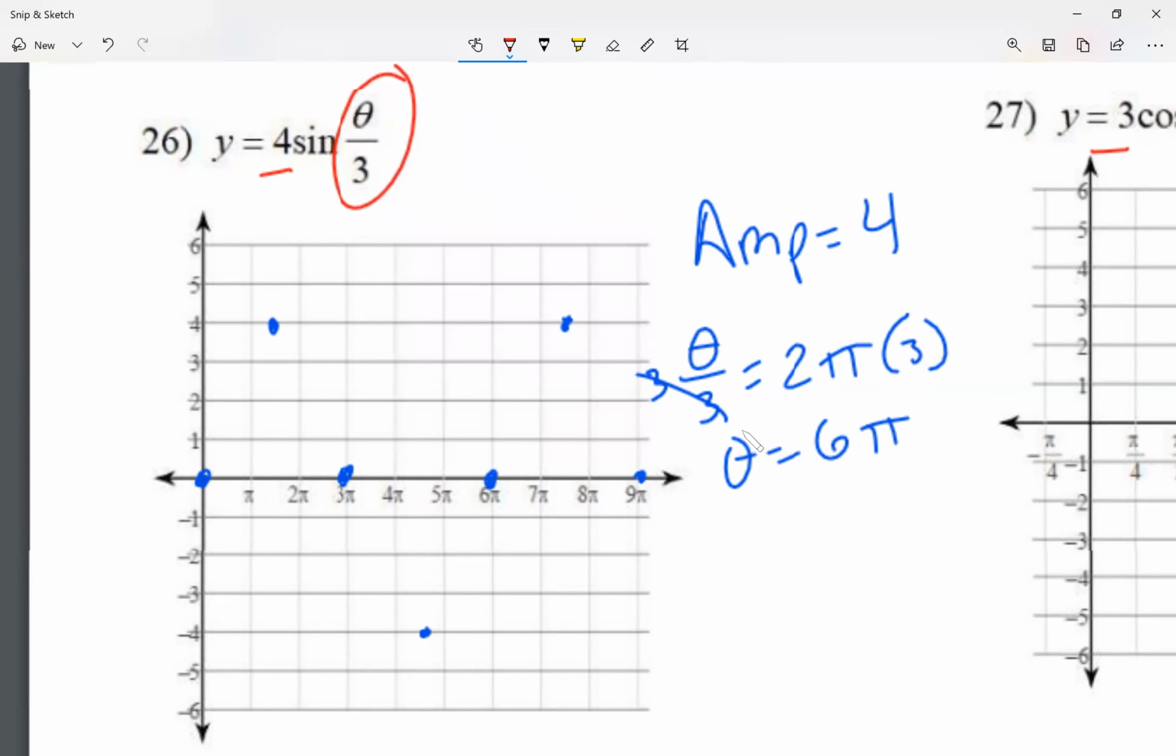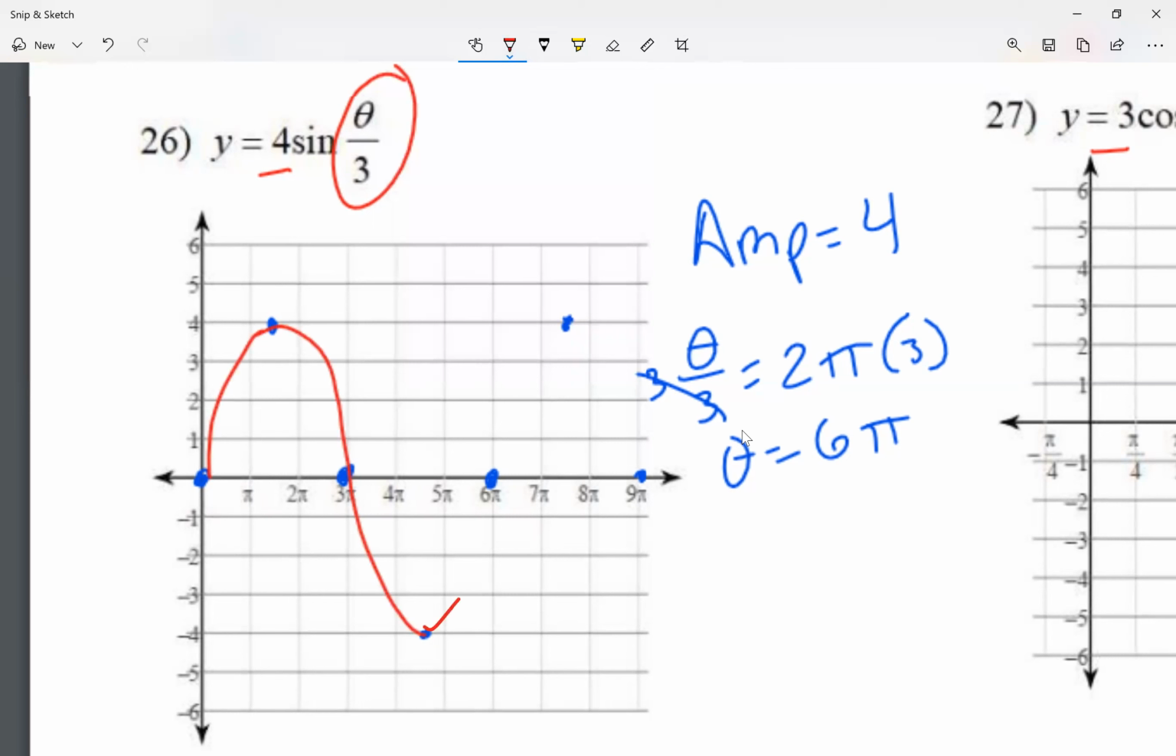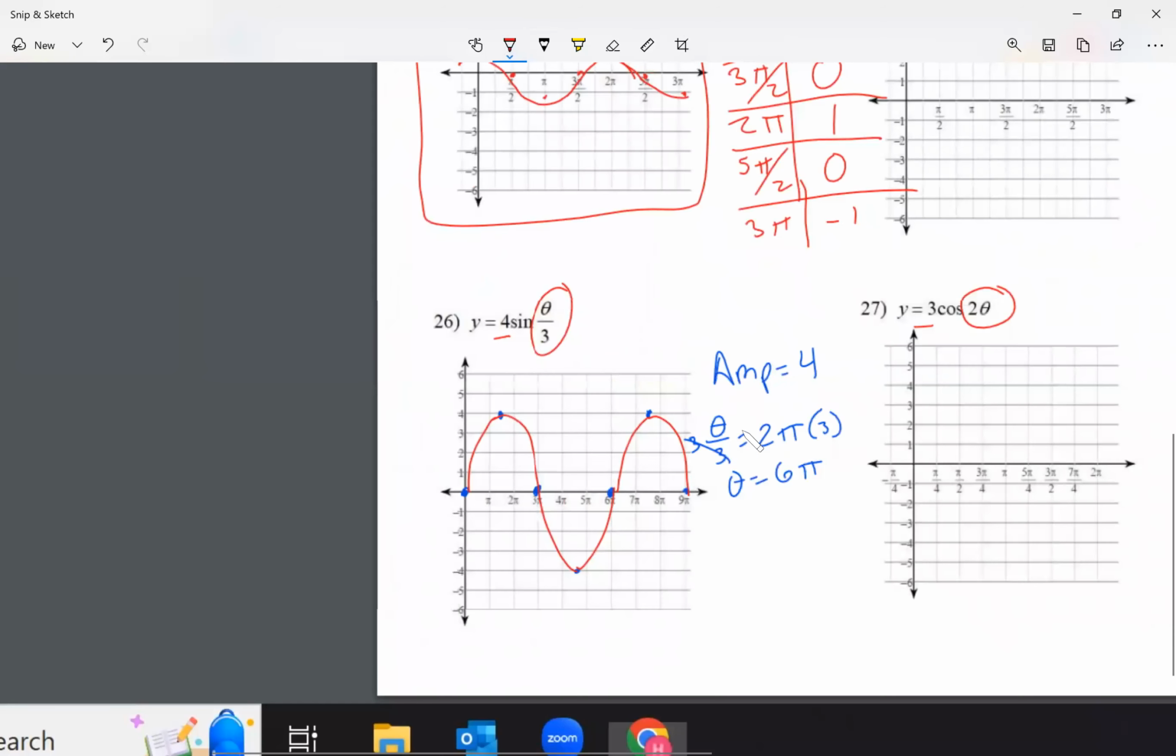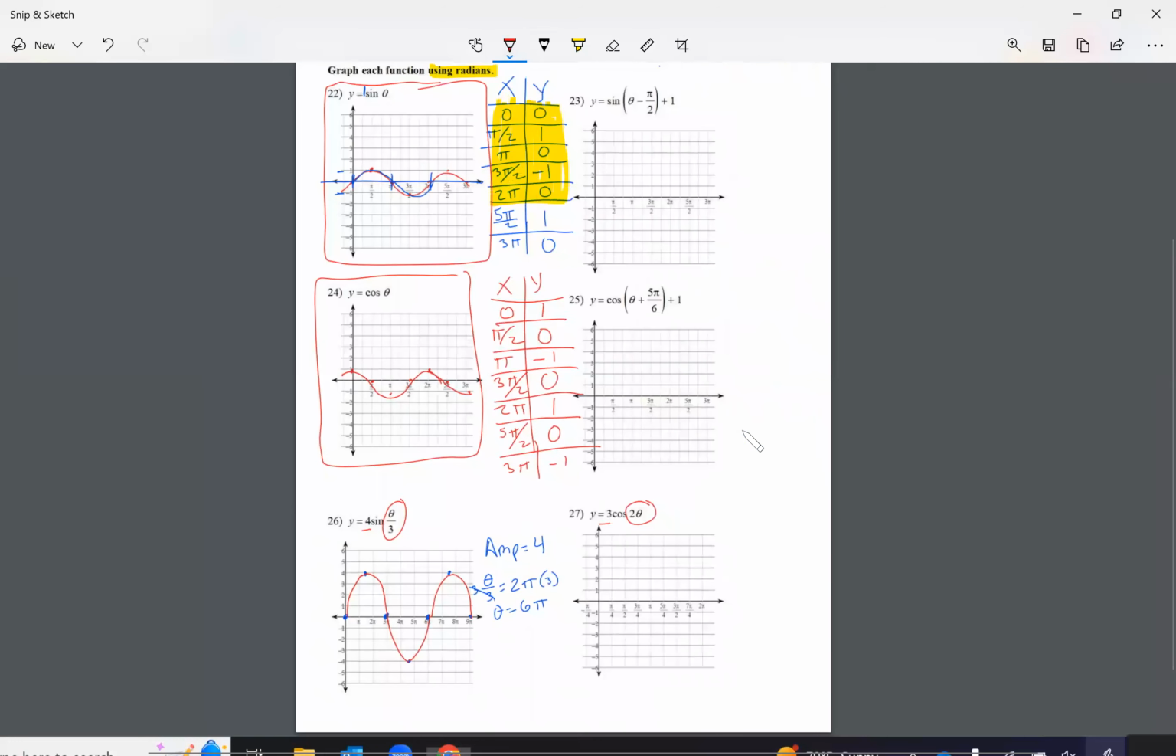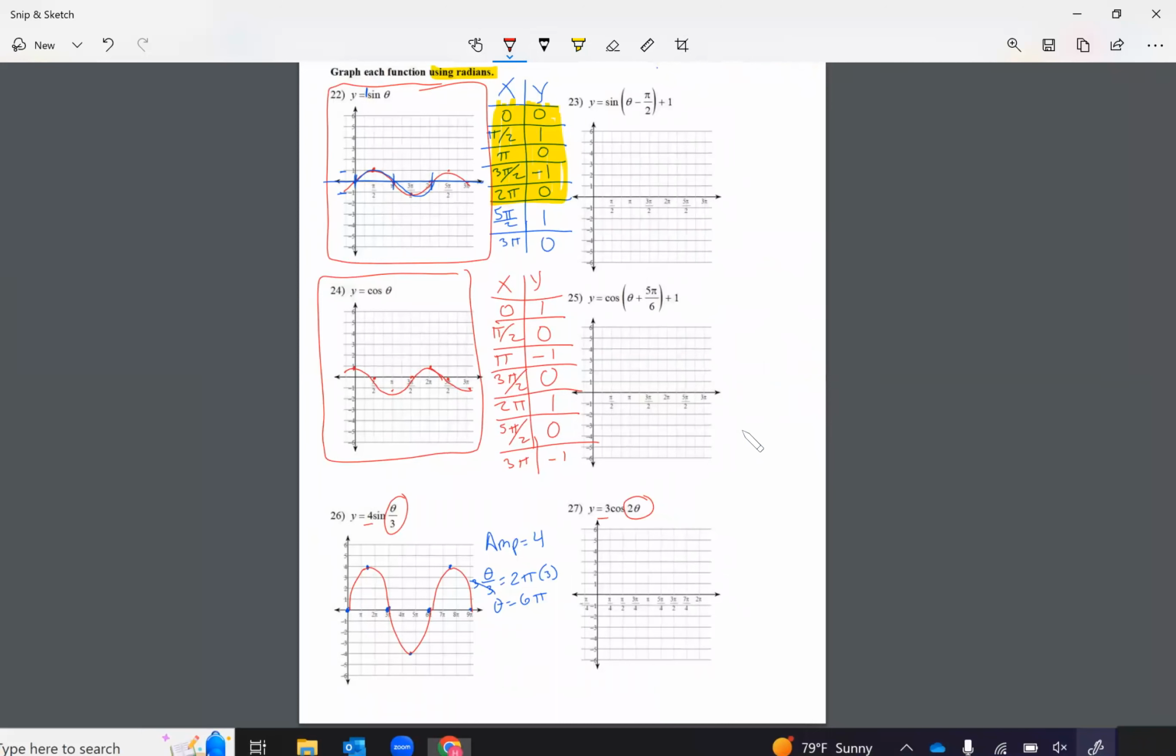Okay. Now let me use red. My graph should look like this. Let me zoom out. You guys see how it looks like sine. The only thing is that I change how up and down it goes and how long it takes to repeat.